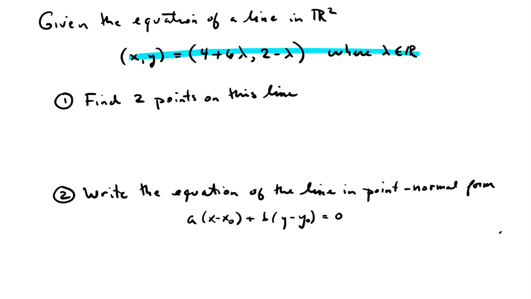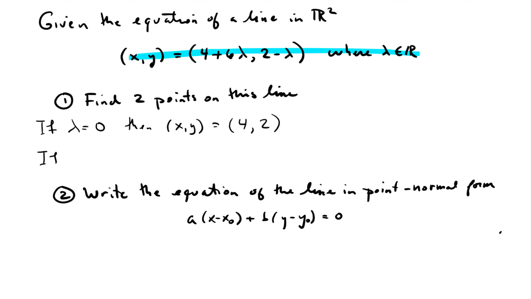So this vector form is basically a formula that gives us infinitely many points by assigning any values that we like to lambda. So what I suggest, to get 2 points, is to choose simple values for lambda. For example, if lambda equals 0, you're going to get a point. Then xy, what's that going to be? Replace lambda by 0, you get 4, 2. So that's a point on the line.